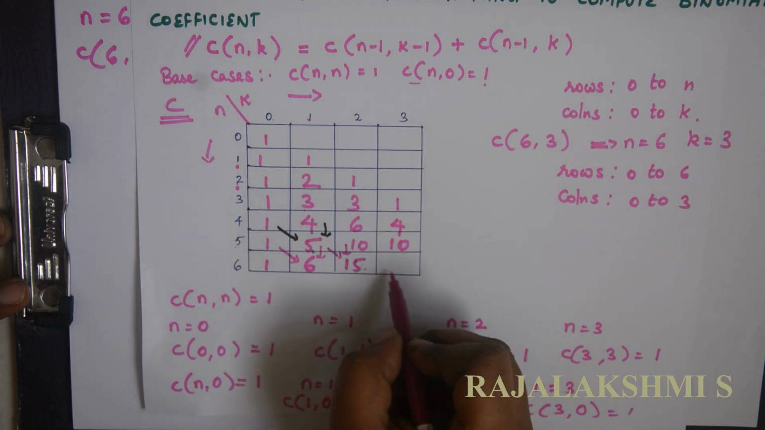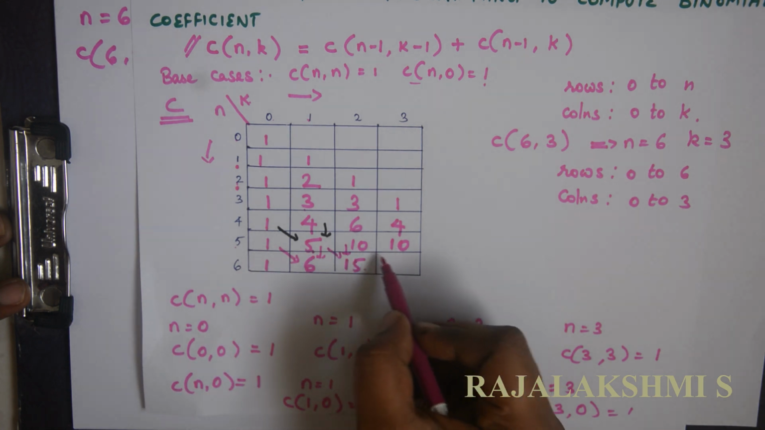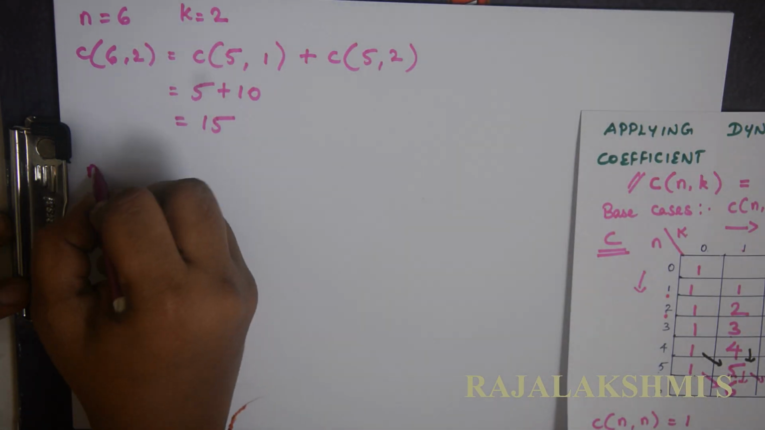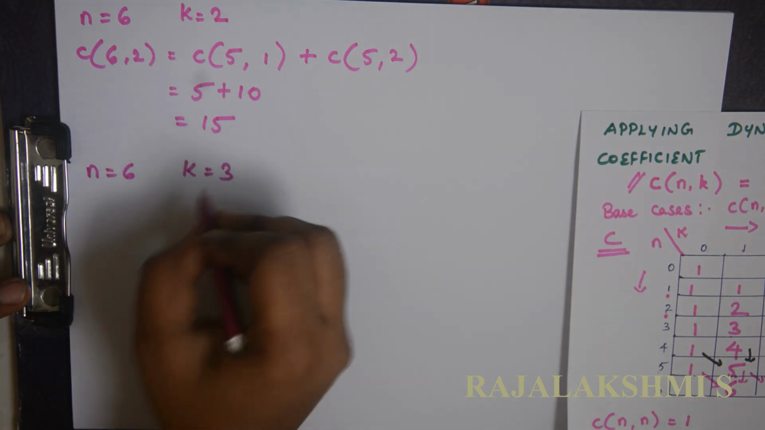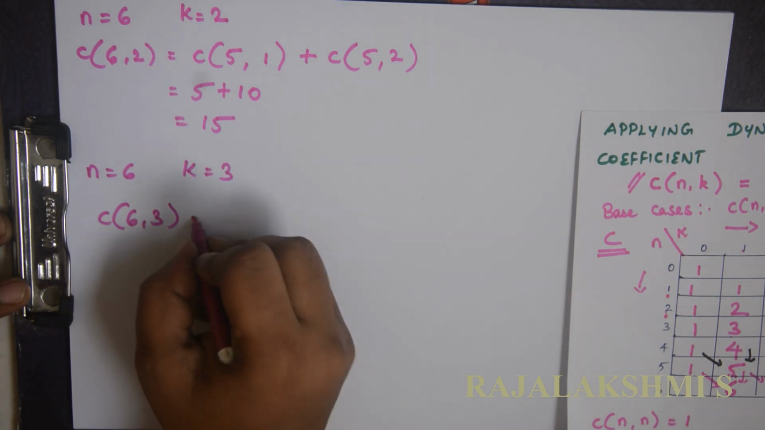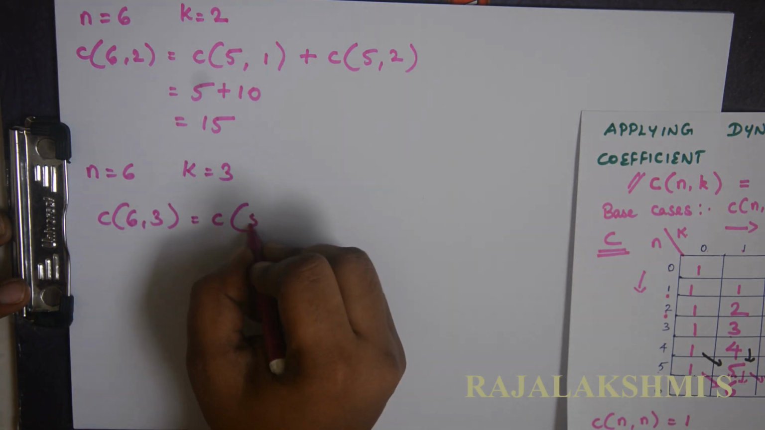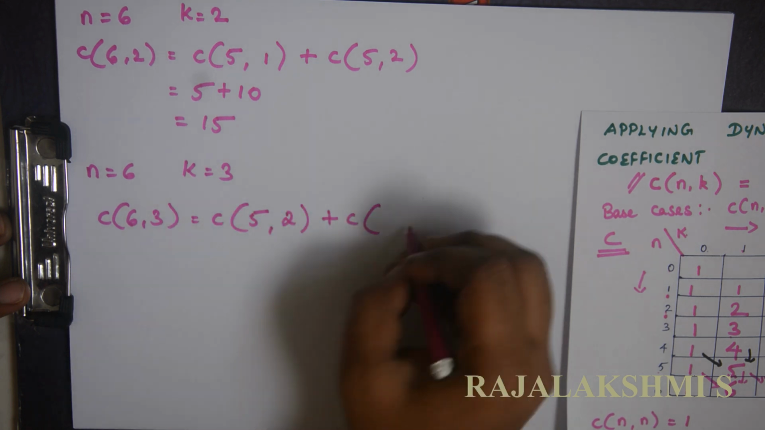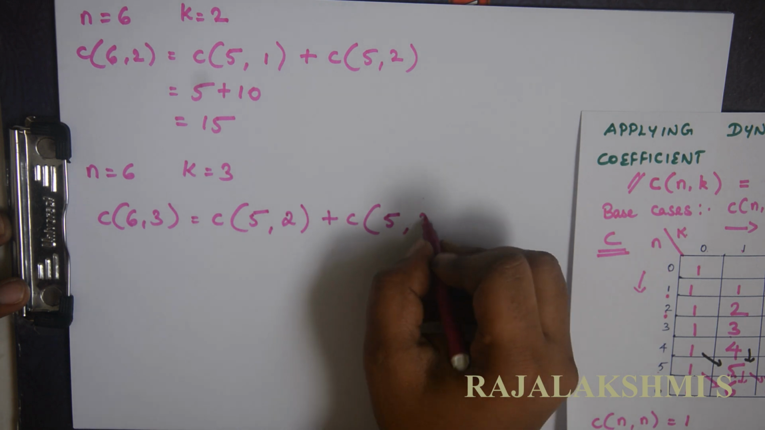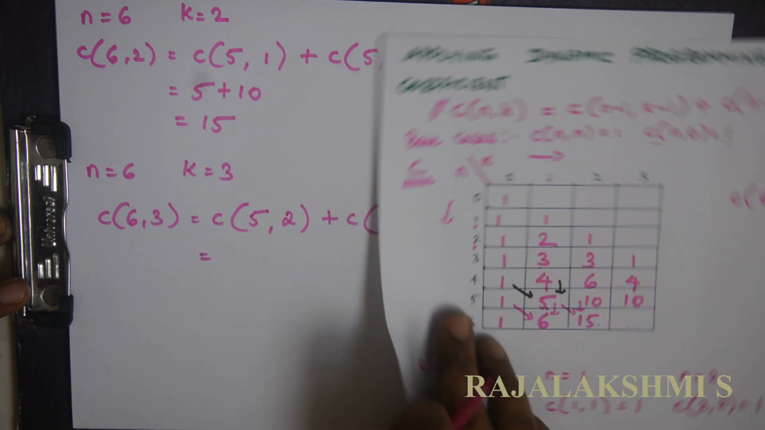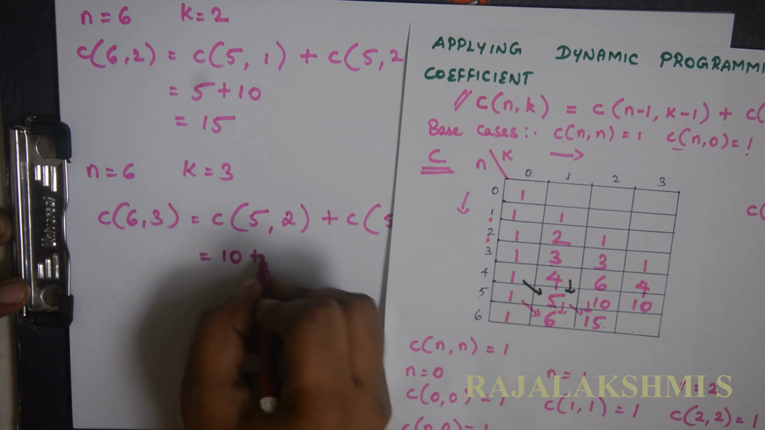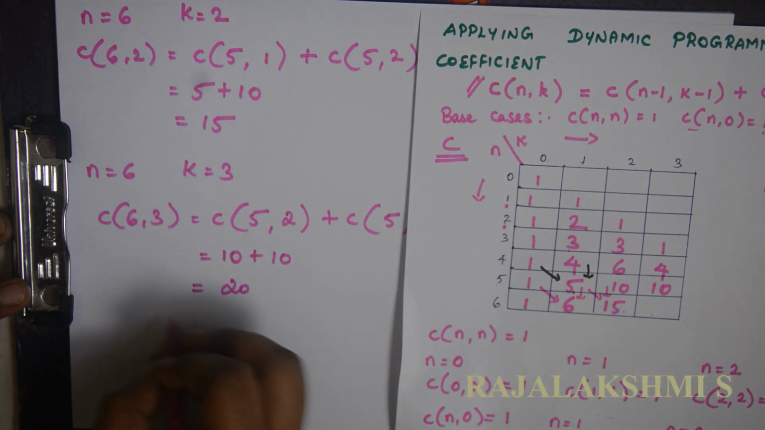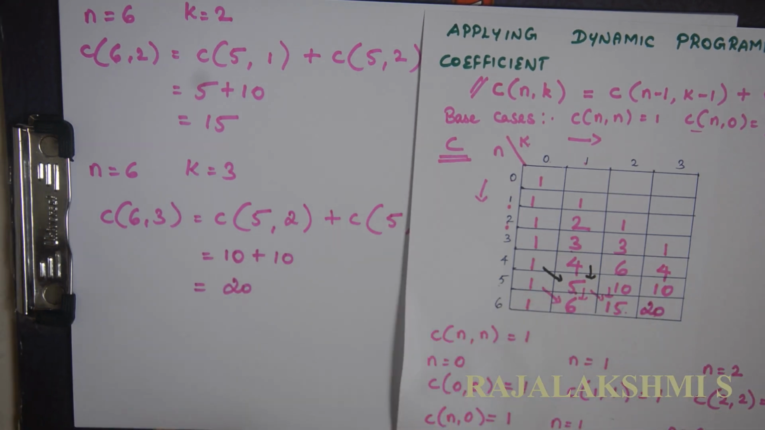Similarly if we want 6 comma 3 we should add 5 comma 2 and 5 comma 3. So it should be 20, and we will verify with the help of the formula. So n is equal to 6 and k is equal to 3. So C of 6 comma 3 is equal to C of n minus 1, which is 6 minus 1, that is 5, comma k minus 1, which is 2, plus C of n minus 1, which is 5, comma k, that is 3. So C of 5 comma 2 we are having 10, plus C of 5 comma 3 we are having 10. So this will be equivalent to 20. So C of 6 comma 3 is equal to 20, right?